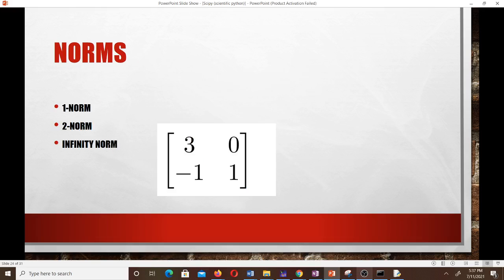Then now how to find norms, right? So you learn how to find the one norm, the two norm, the infinity norm. You can find any kind of norm, right? With it. So we have this matrix here, that's what we are going to use, right?